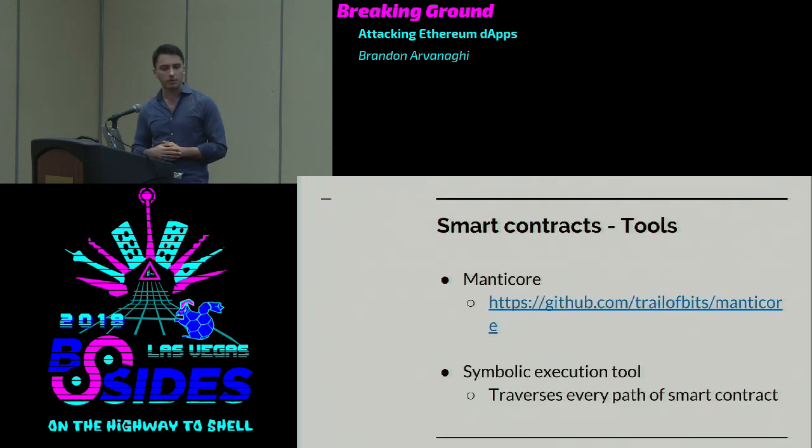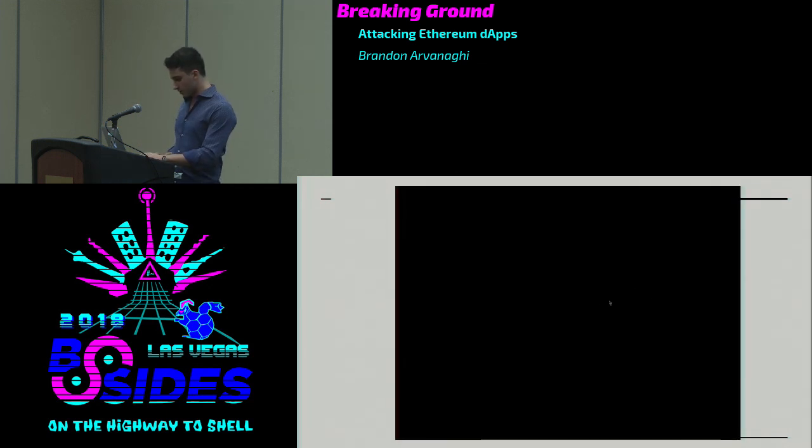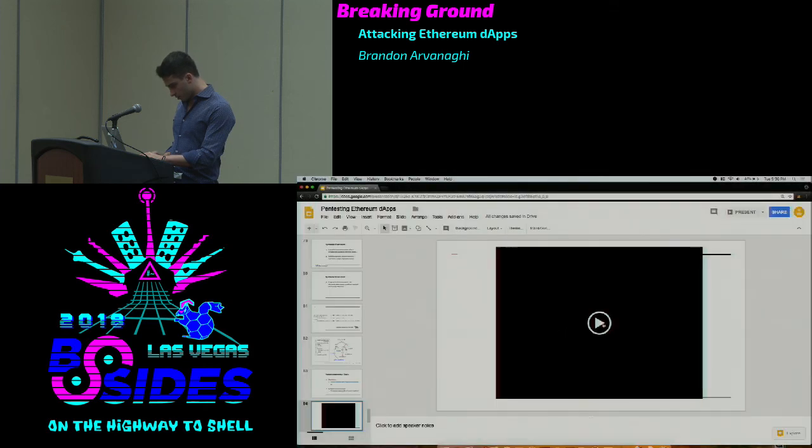So Manticore is a good example. I mentioned that. It's by the people at Trail of Bits. It's a symbolic execution tool, and it will traverse these paths like I mentioned. And let me see if I can get this to play. That's an error.